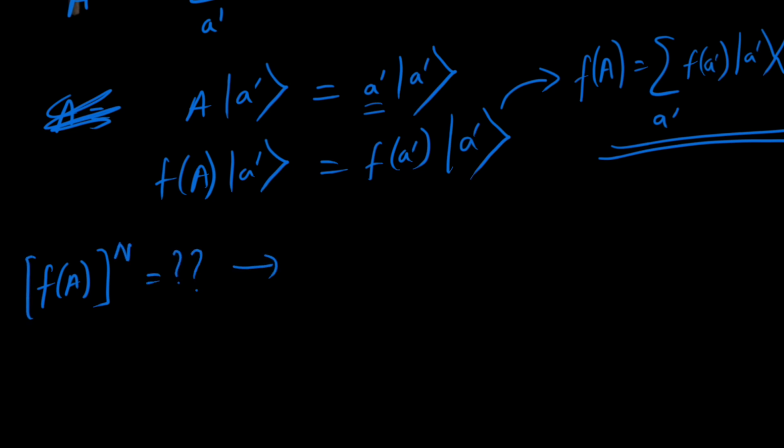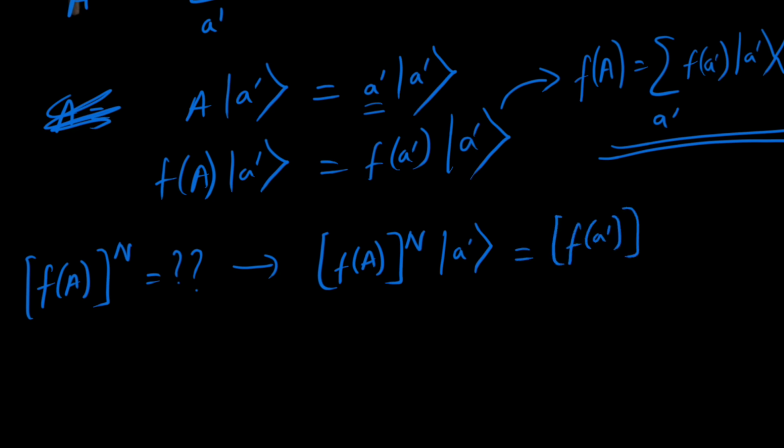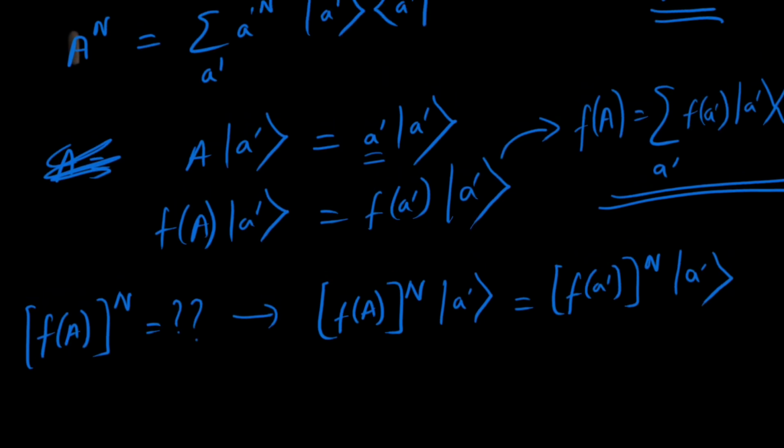So if a function of A to the power n acts on some state a prime, we'll get some function of a prime to the power n, a prime. This is how it should look, right? So how do we prove it? How do we know if it's correct?